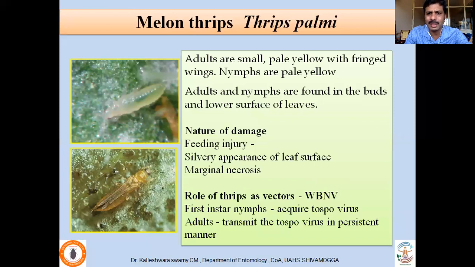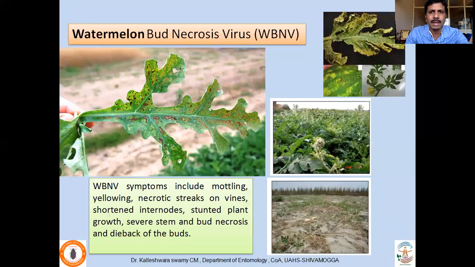Here, the virus is transmitted in a persistent manner. And this is the symptom of watermelon bud necrosis virus. You can see here. So it may be mottling, yellowing, necrotic spots, stunted plant growth, severe stem and bud necrosis. You can see here the bud actually starts drying, and at times complete dieback of the buds, and there will not be any yield at all. Such a serious disease it is, transmitted by thrips.